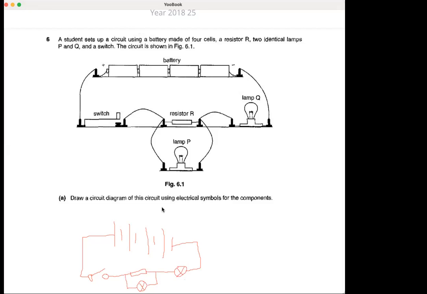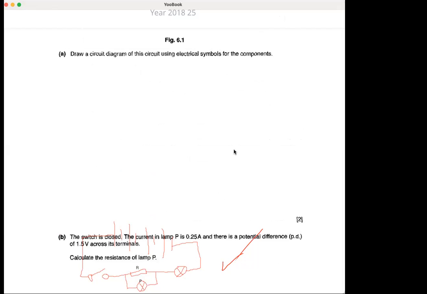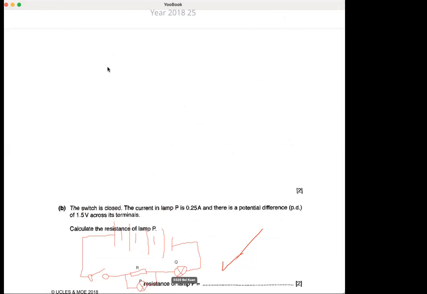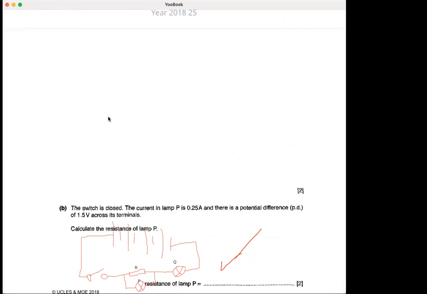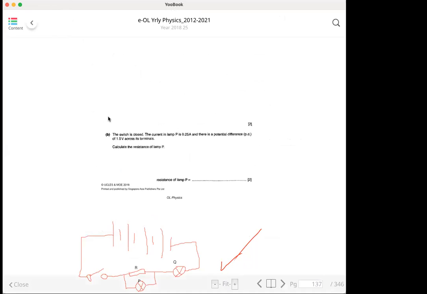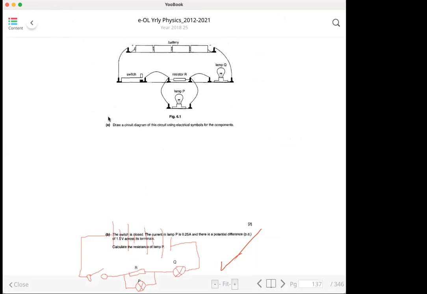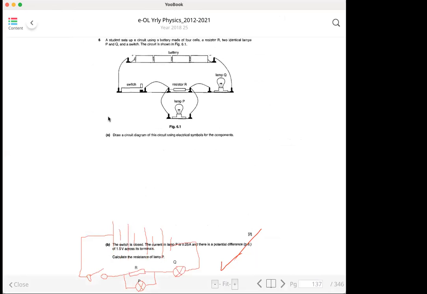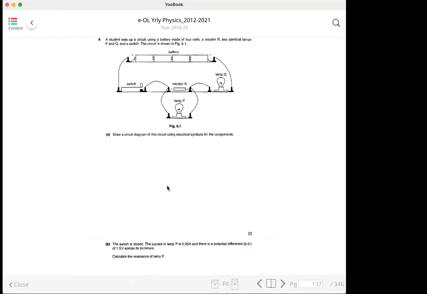Okay, well done. Very good. Everybody able to do this? Let's continue. Okay, let me clear the thing. Okay, so you all see the answer. That's correct. So the switch is now closed.